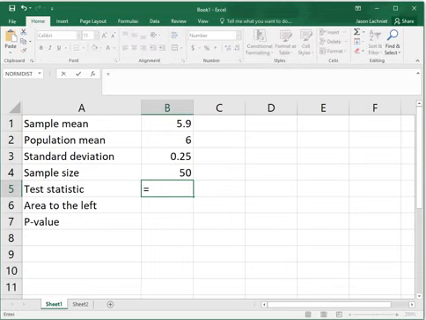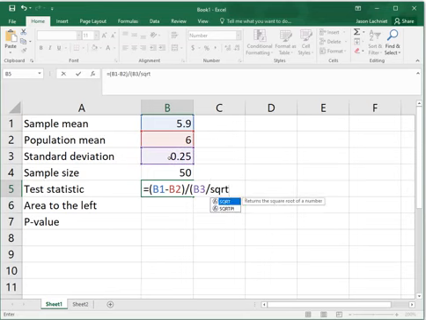And then I'm going to use a formula here to calculate that test statistic. And I'm really just using Excel as my calculator here. I'm going to put parentheses around the numerator. I'm going to do the x bar minus mu, sample mean minus population mean. So I'm clicking on those values and I get B1 minus B2, close those parentheses for the numerator, divide by a set of parentheses in the denominator, which is going to take then the standard deviation divided by the square root of the sample size. And here I'm just using Excel as my calculator.